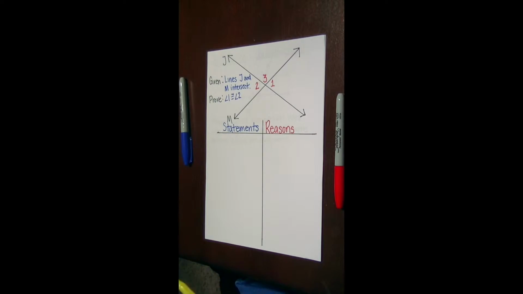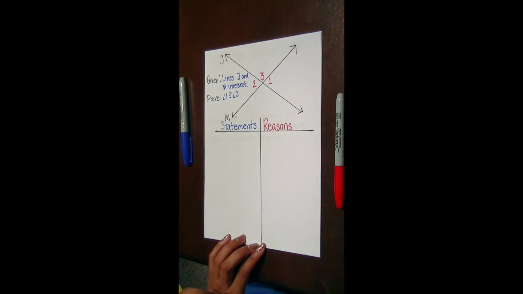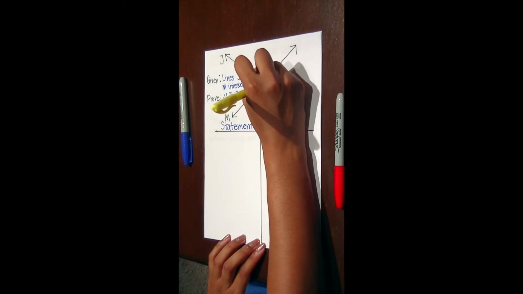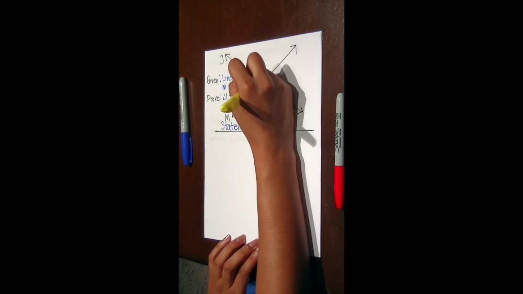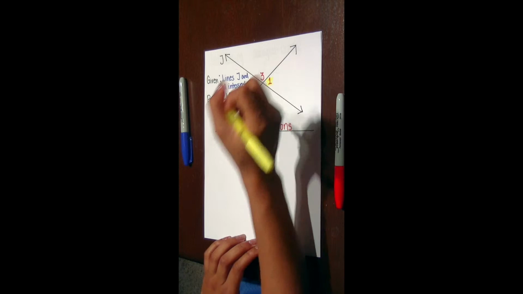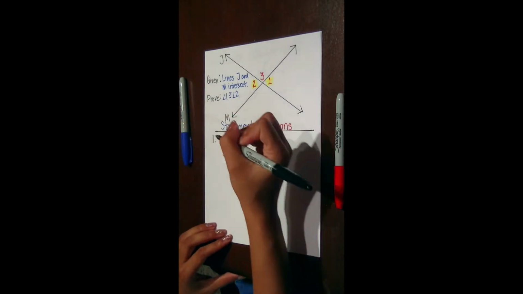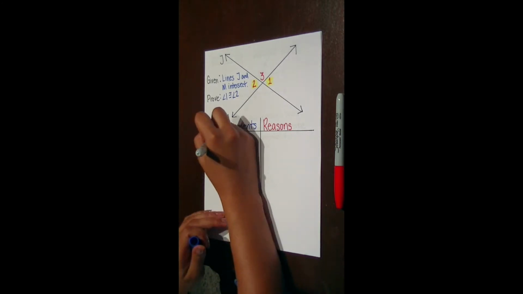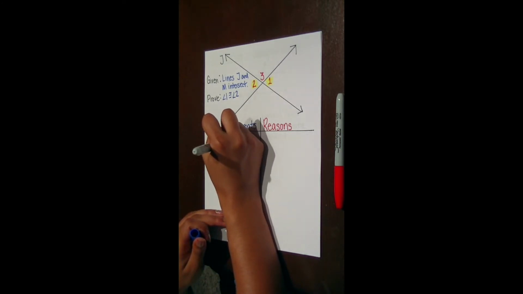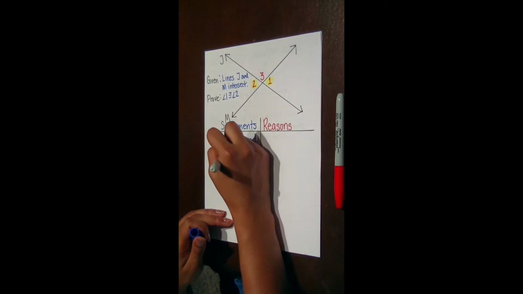It says, given lines J and M intersect, we want to prove that angle 1, let me highlight angle 1, is congruent to angle 2. Let me highlight angle 2. Alright, so remember that step 1 is always just write down your given. You always want to receive points for at least writing down your given. So step 1, we were given that lines J and M intersect.